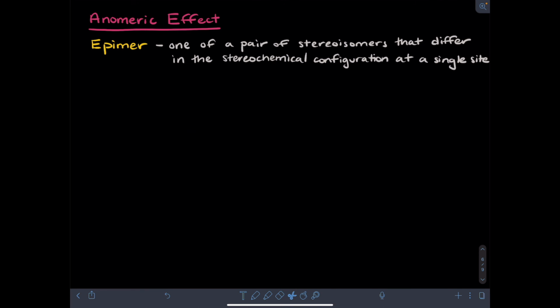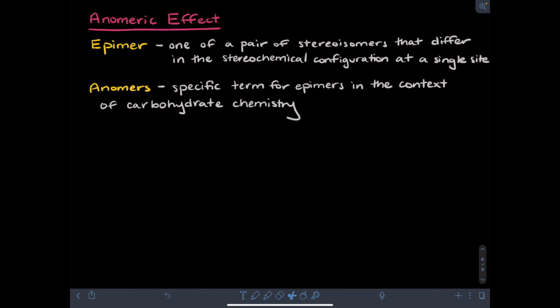So imagine your molecule has multiple chiral centers. You change just one of these to the opposite stereochemistry, and then your original molecule and the new one are epimers of each other. And for some reason, the term anomers is used as well. This is a term for epimers that became popular in carbohydrate chemistry, and then that somehow carried over into organic chemistry as well. So you may see these words used interchangeably.